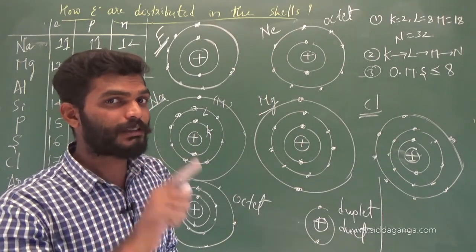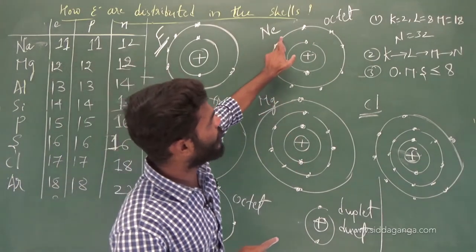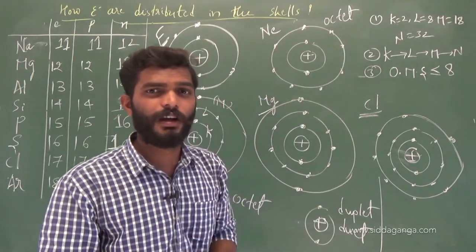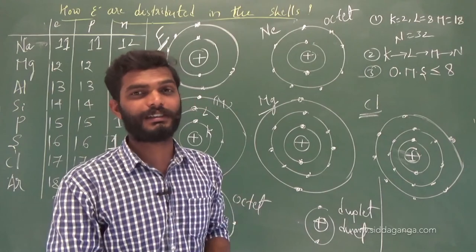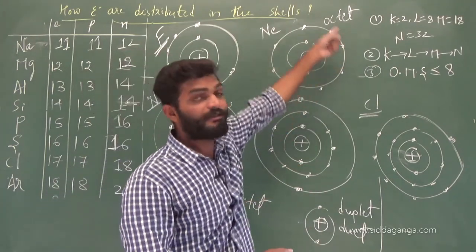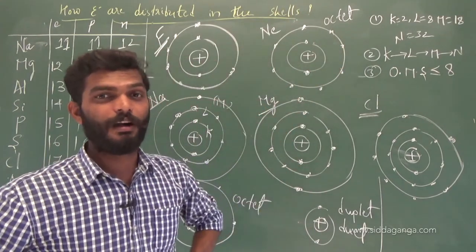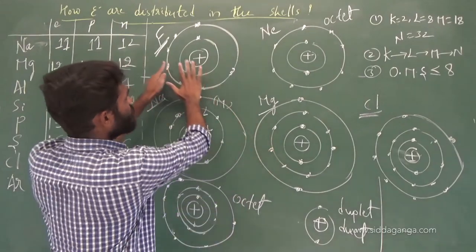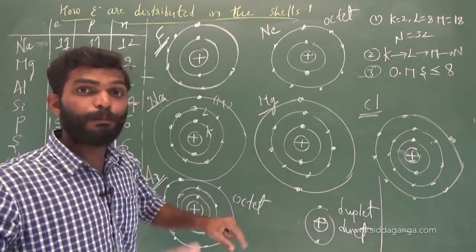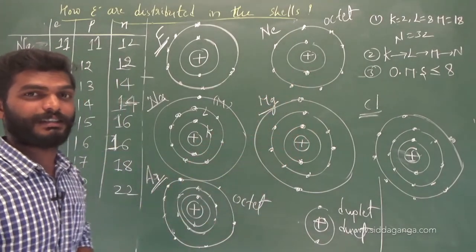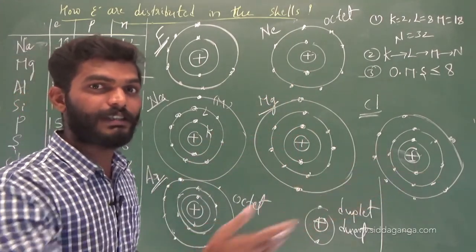Those atoms or elements which have octet configuration in the outermost shell don't want to react with other elements or with other atoms. Why? Because they have already fully filled outermost shell. Only those atoms which have not fully filled outermost shell participate in chemical reactions. They show chemical tendency to react.